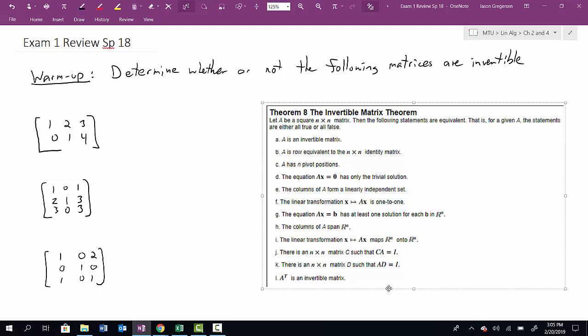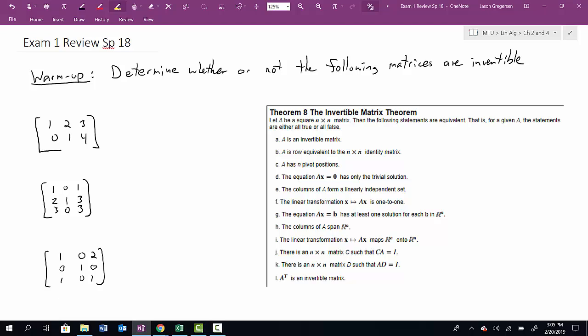All right, so from the warm-up, we have: determine whether or not the following matrices are invertible. And the big idea from 2.3 was this invertible matrix theorem. I know it's long, A through L. We've hit all these ideas before. That was the big idea. If the matrix is invertible, there is one and only one solution to Ax = b. That gives us existence and uniqueness.